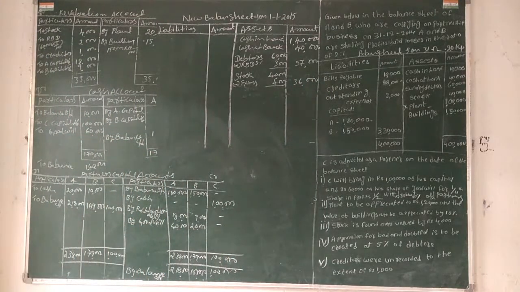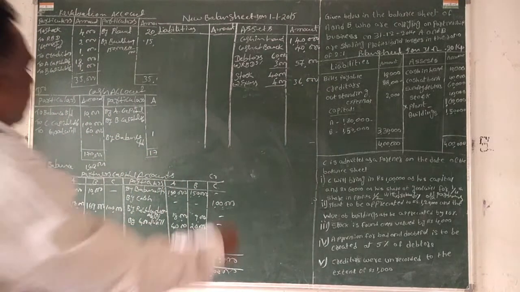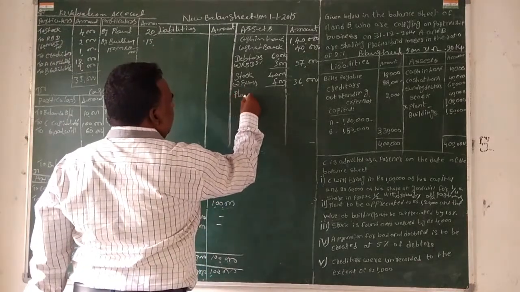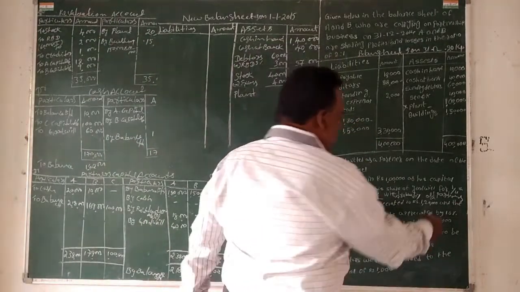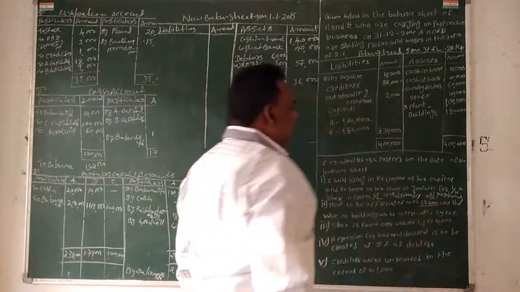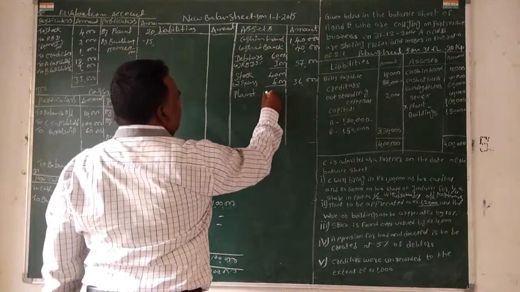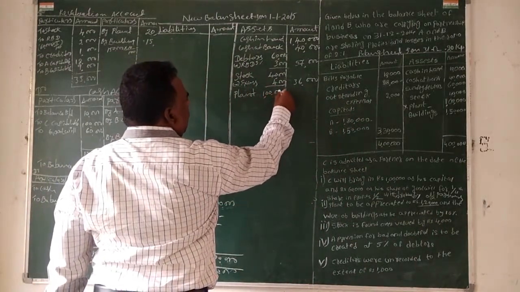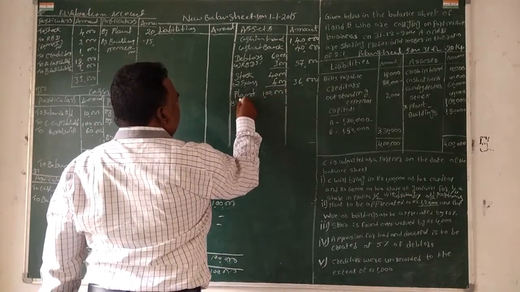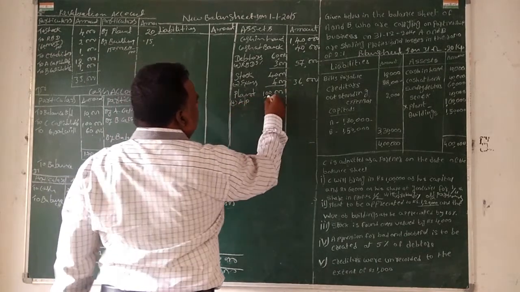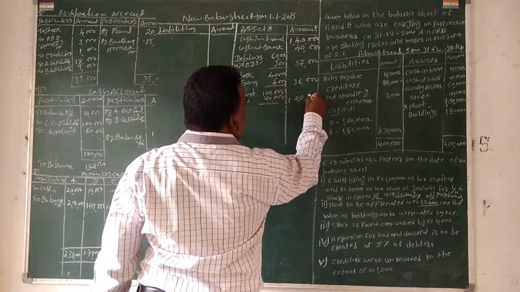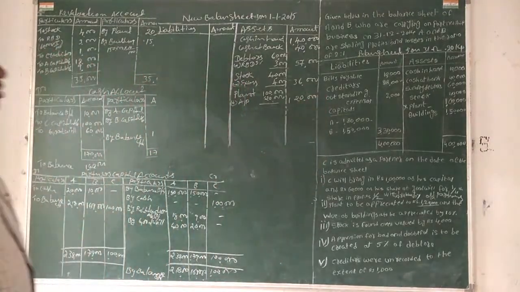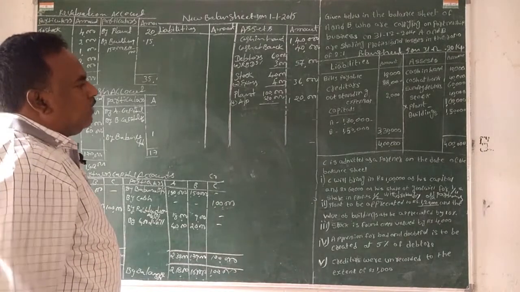Next, plant and machinery. Plant 1 lakh was raised up to 1,20,000, so 20,000 rupees has been raised. Plant 1 lakh plus appreciation 20,000. Total 1,20,000 in the outer column. Plant 1 lakh plus appreciation 20,000 is equal to 1,20,000.